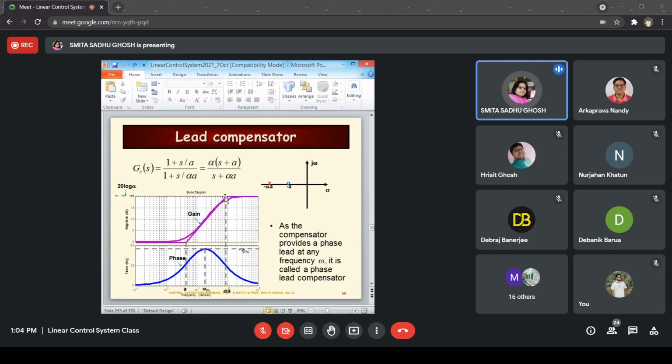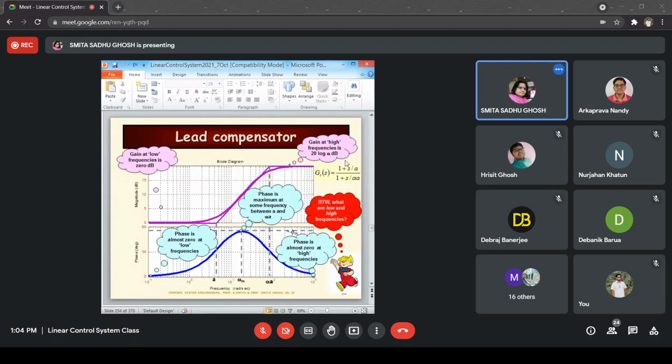If you are doing the asymptotic plot, it's going to be a straight line, so the magnitude will be constant over here. The value of that constant is going to be 20 log to the base 10 of alpha decibels, right? So that is shown on this slide. So gain at high frequencies is 20 log alpha decibels. Whenever I say log, I mean log to the base 10, not natural log, right?